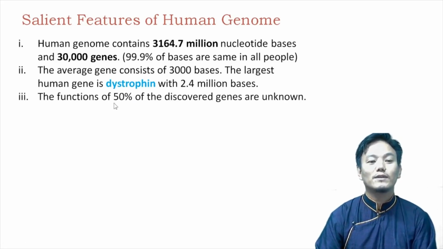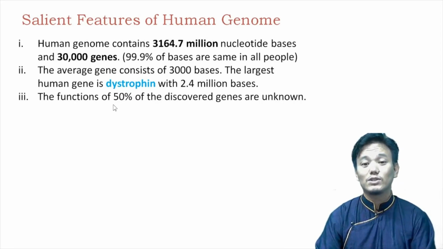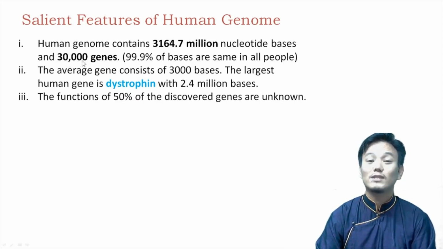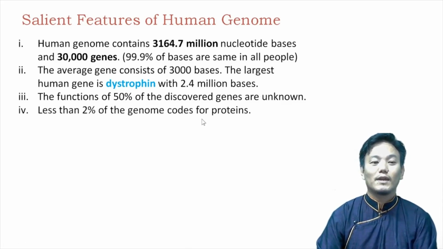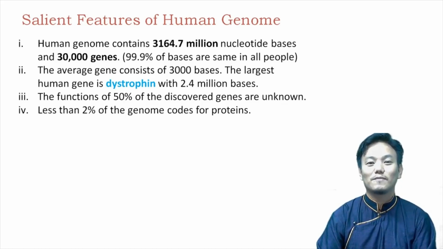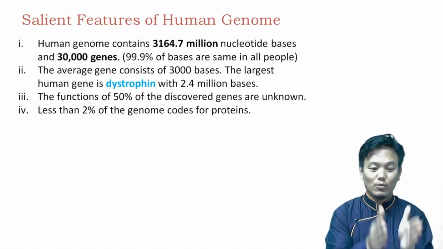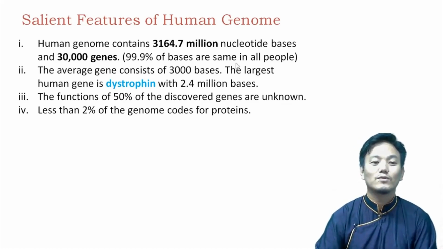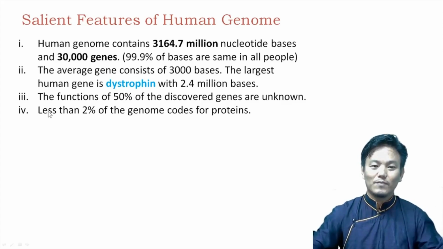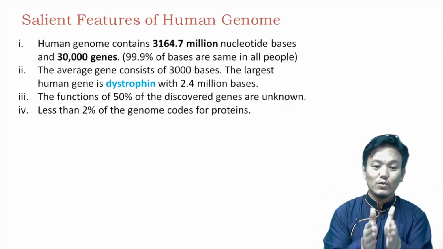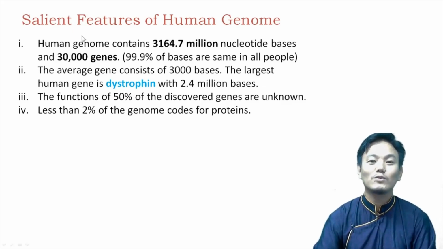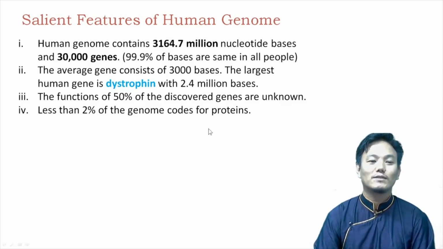The third one is that the function of 50% of the discovered genes was unknown. They discovered 30,000 human genes, and out of them, the function of 50% was unknown. And less than 2% of the genome codes for protein. If we take an entire DNA length, we have coding sequences and non-coding sequences. Among the entire DNA, the part which codes for proteins is only 2%. So that is the fourth.